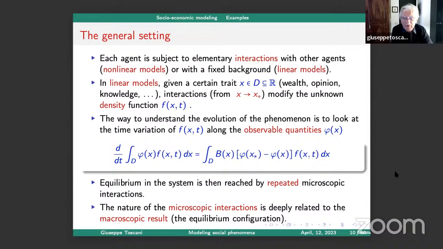And so what you have is a complete picture. For example, if phi of x is equal to x, you are evaluating the first moment. If phi of x is equal to x squared, you are evaluating the second moment. If phi of x is equal to 1, then you are evaluating the variation of the mass. And what you expect is that since you have repeated microscopic interactions, you will converge towards an equilibrium. And the equilibrium that you find is deeply related to the microscopic interaction. So give me the microscopic interaction, and I will produce the mechanism that gives you what you see, let's say, a steady state, like a probability distribution in general.